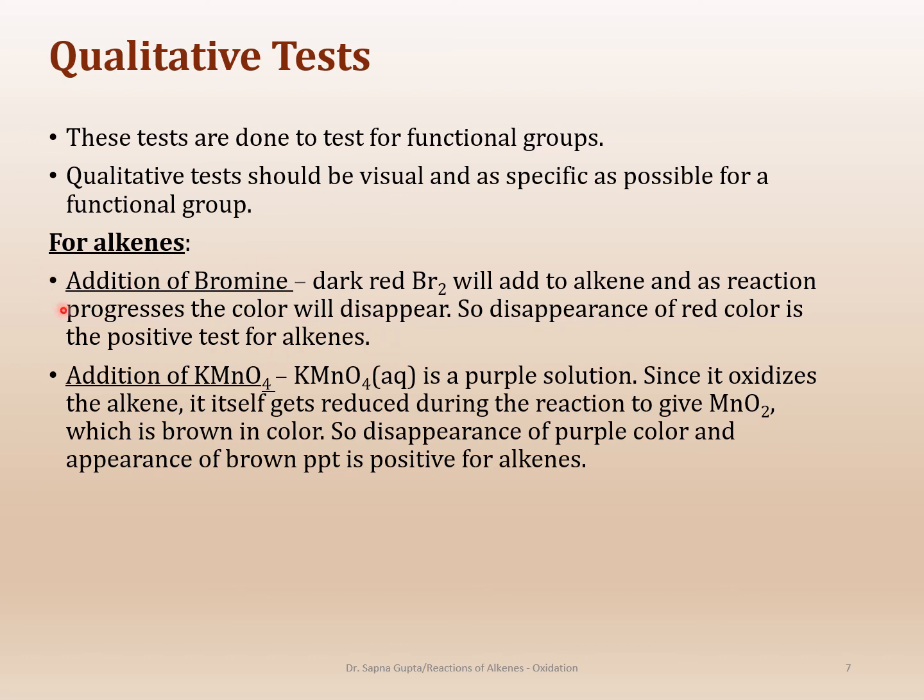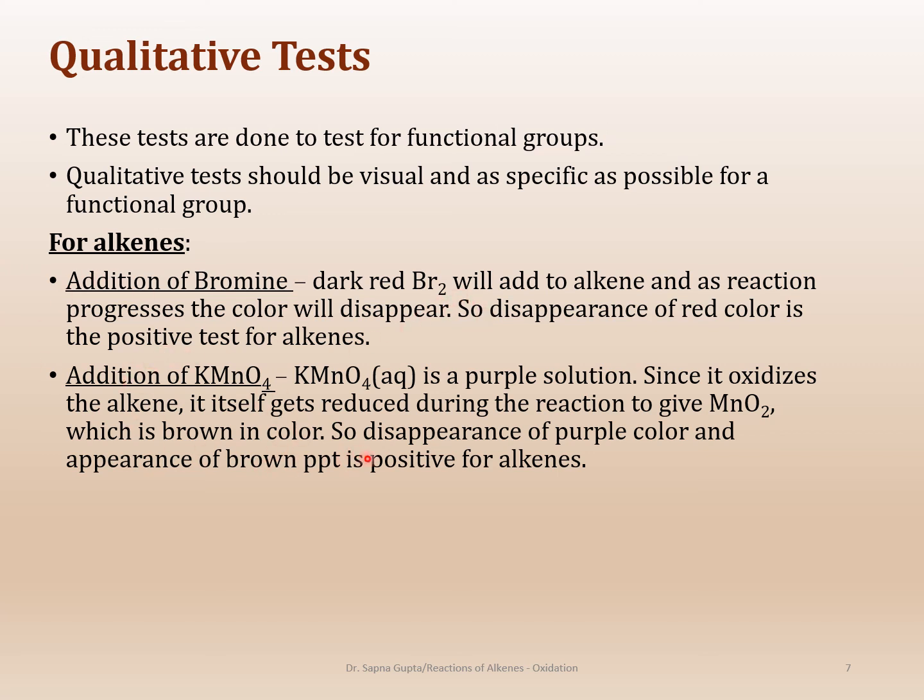For an alkene, if you add bromine, which is a dark red colored liquid, it would add on to the alkene. Since the bromine is getting consumed, the color is going to disappear. Okay, so that is a nice visual test that you have an alkene. An alkane is not going to give you a positive.